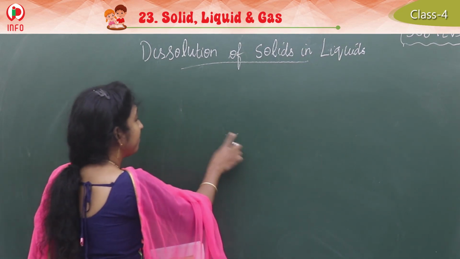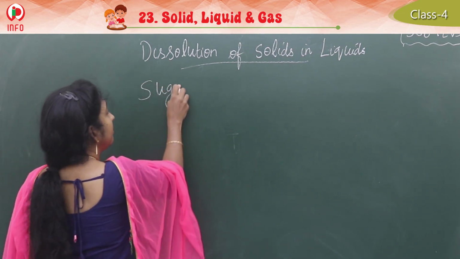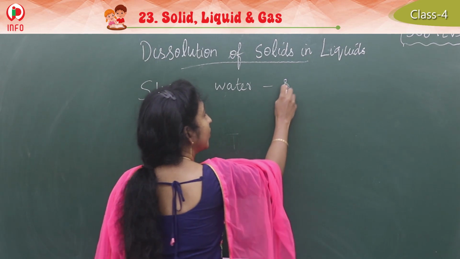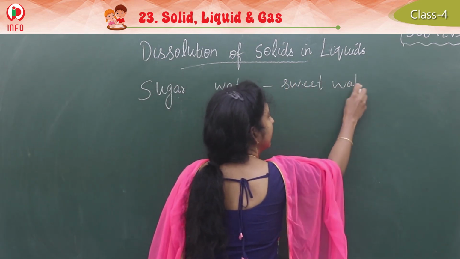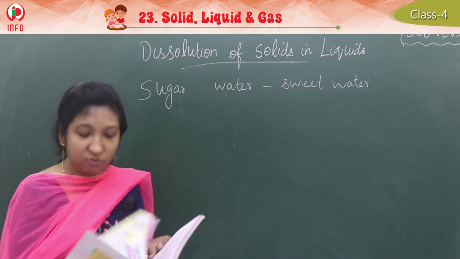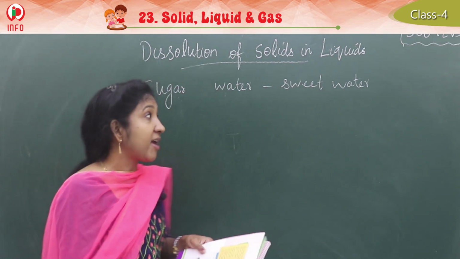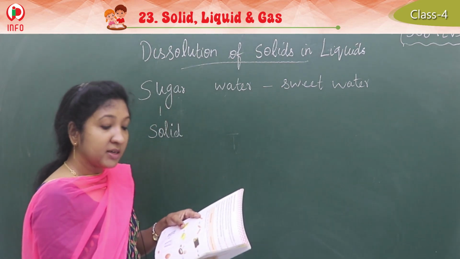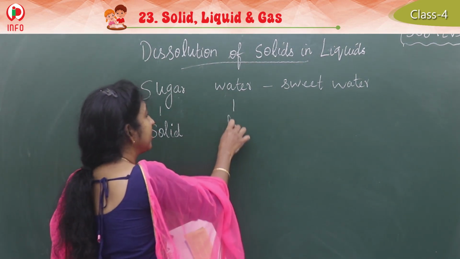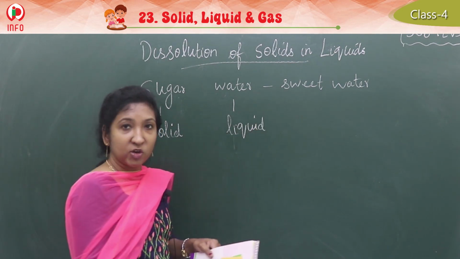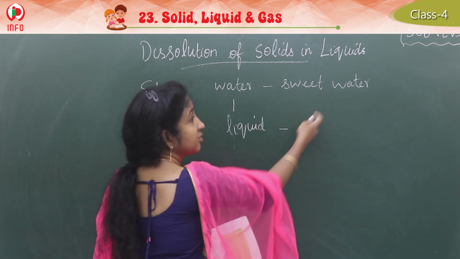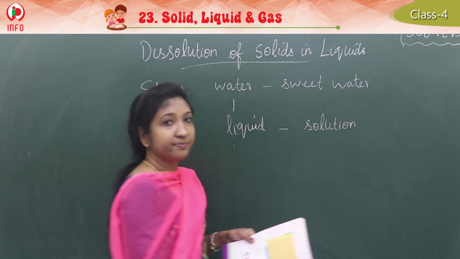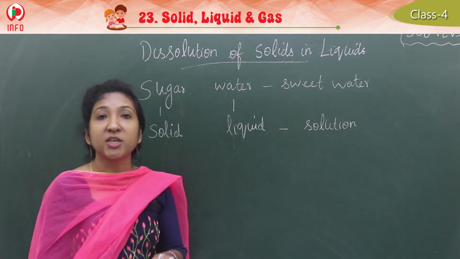So when we put sugar in water, what happens? Sugar gets dissolved in water and we get sweet water, isn't it? We say sugar dissolved in water. When a solid such as sugar, so sugar is a solid, is dissolved in a liquid such as water, so water is a liquid, it produces a solution. The sweet water is a solution actually. Solid and liquid produce a solution.